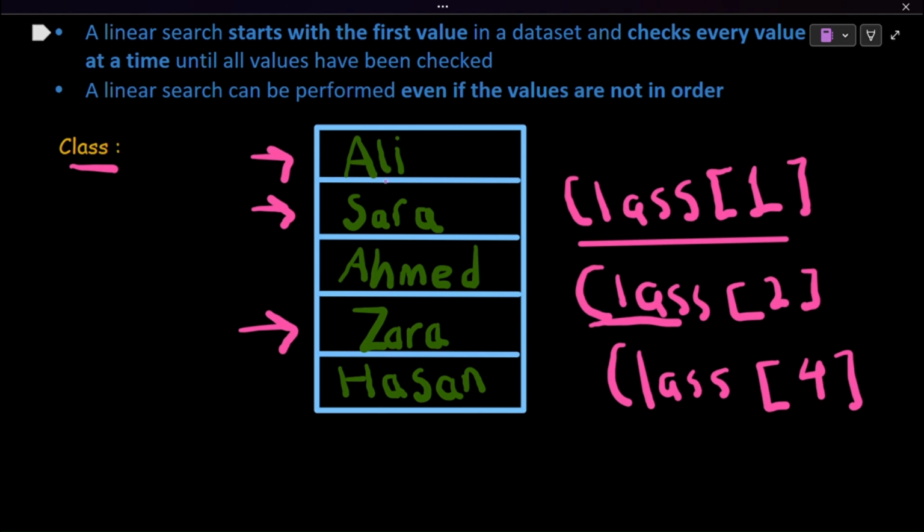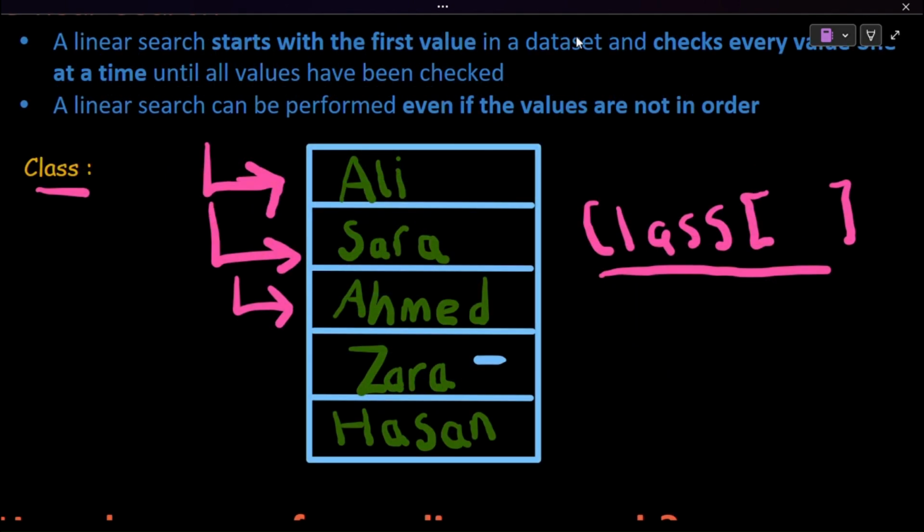For example, I want to find Zara in this class. First, I am going to check the first position in the array. Is this equal to Zara? No. If it's not equal to Zara, then I will go to the second position. I will go and check class[2]. What is there? Sara, but I am finding Zara, so this is again not the value that I want to find. Then I will increment again, go one more index ahead to the third position of the class.